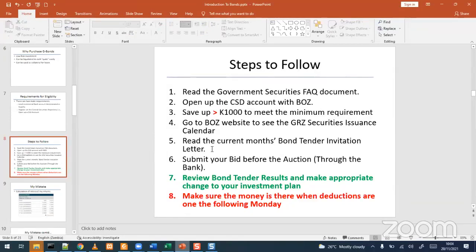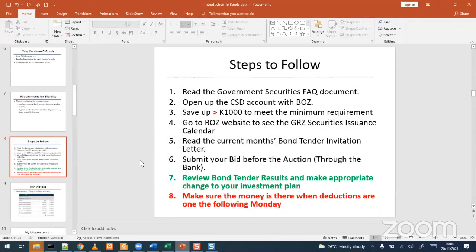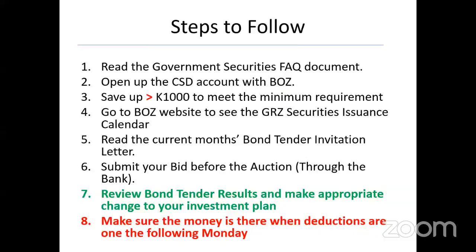Then once you have gone through step number five, which is reading the invitation letter, you are then going to submit your bid before the auction. Now, I personally do this through the bank, but if you know what you are doing, you can simply go to Bank of Zambia yourself to submit your bid and then go to the auction and bid for your own rates. Now, I'm not a professional at this, so I simply go through the bank.